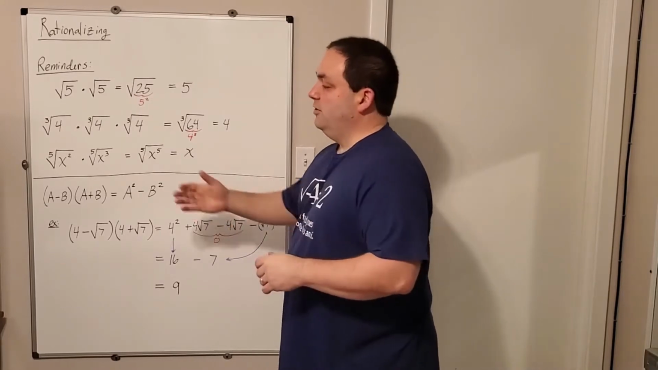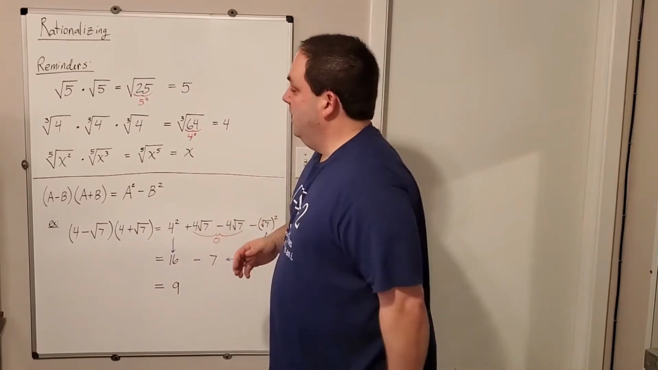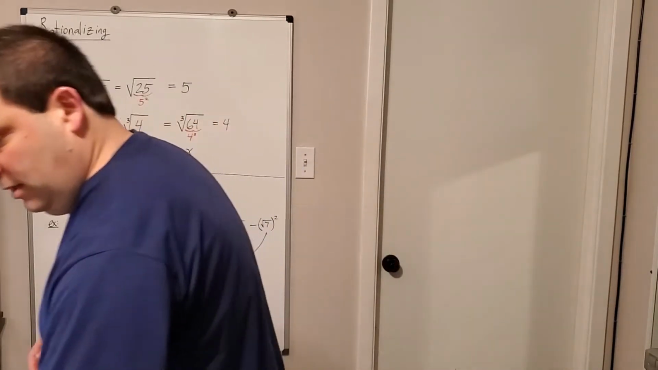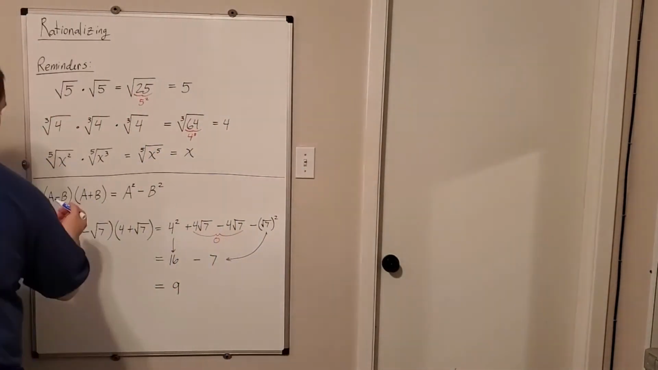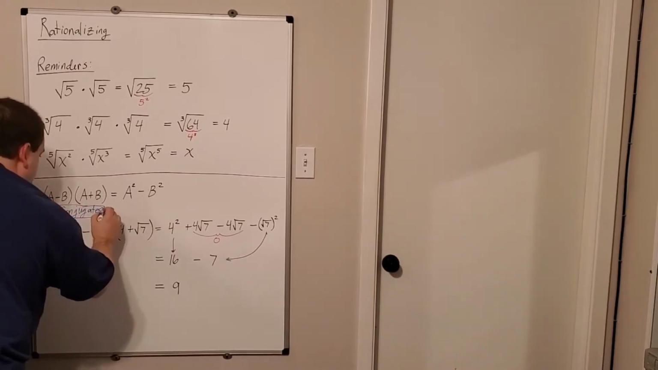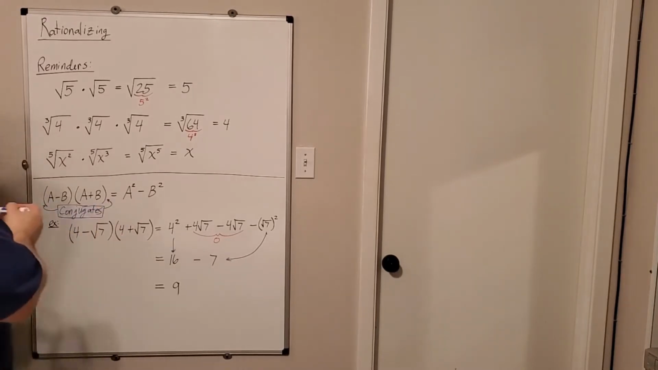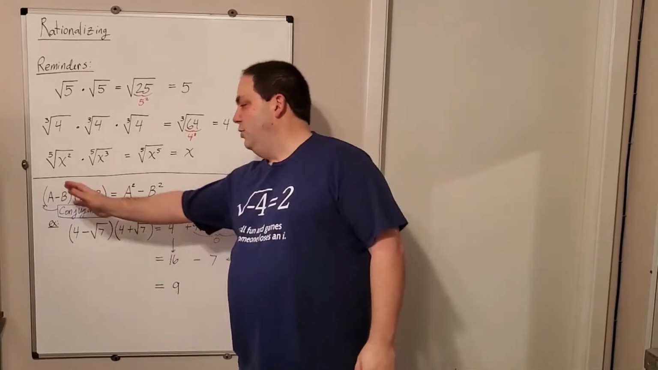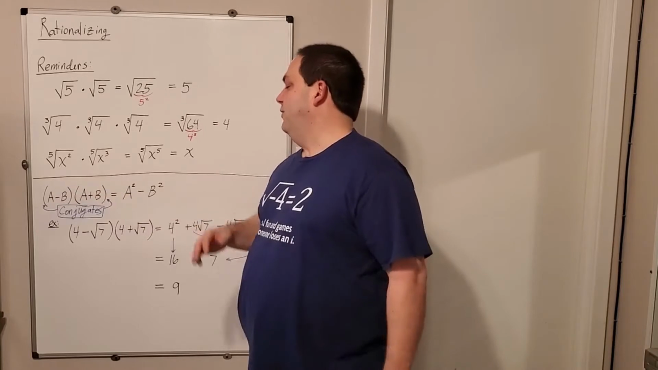Okay, and then another skill that you'll need a little bit later in this section is the definition of conjugates. Let's write that one down. Conjugates. And that would be these two pieces here. The a minus b and the a plus b are called conjugates of each other. And the special property of conjugates is that anytime you multiply conjugates, you get a difference of squares.